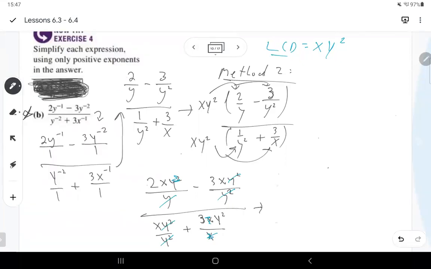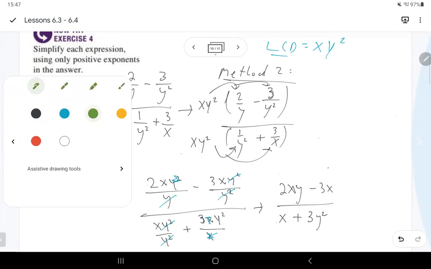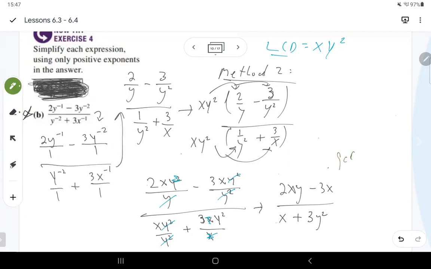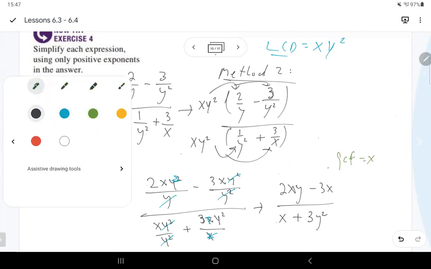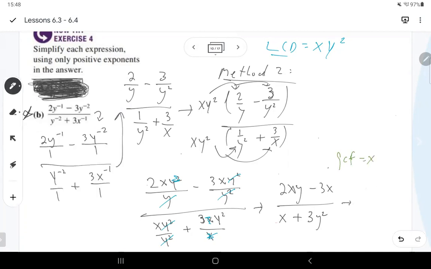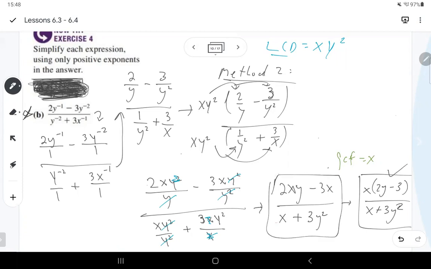Bring everything together. You have 2xy minus 3x over x plus 3y squared. Now you can pull out the GCF of x and be left with x times 2y minus 3. But you really don't have to, because you can't pull out an x on the bottom, so they're not going to cancel anyway. So either option is fine with me.